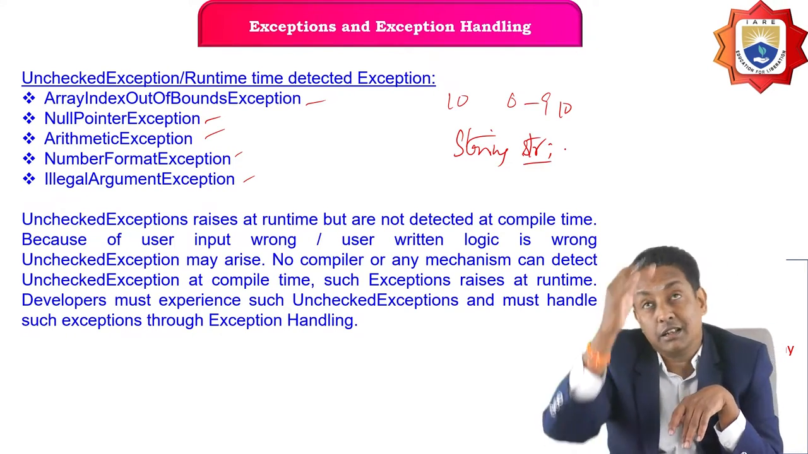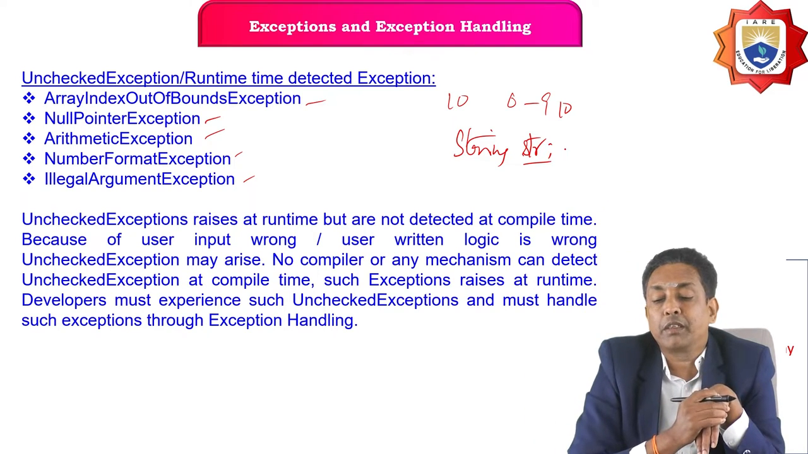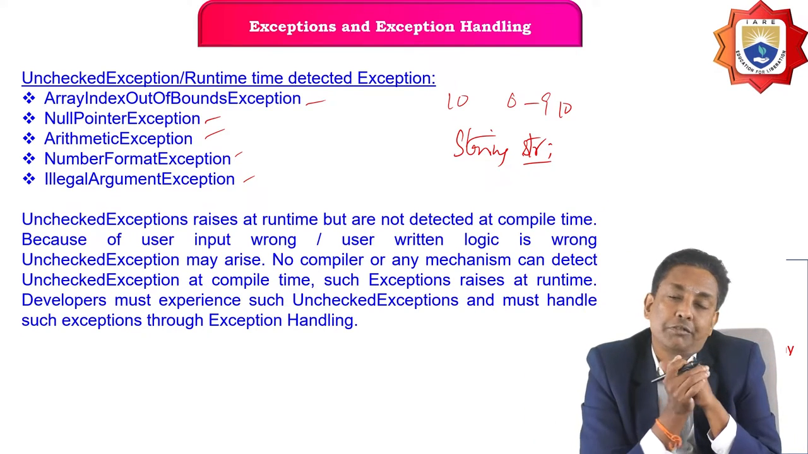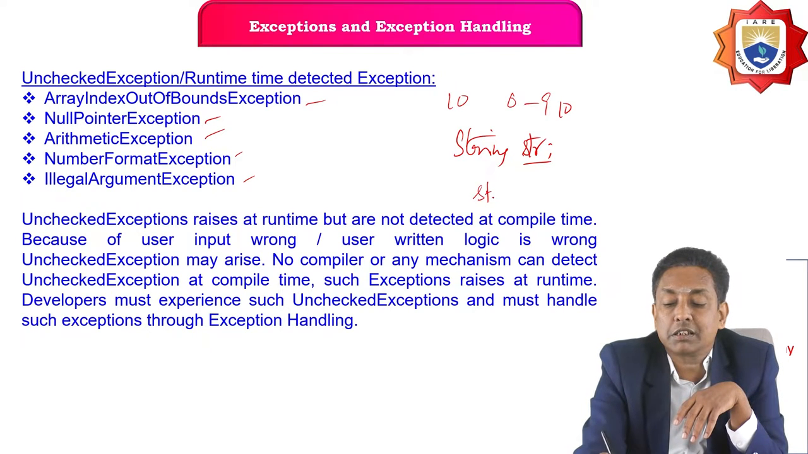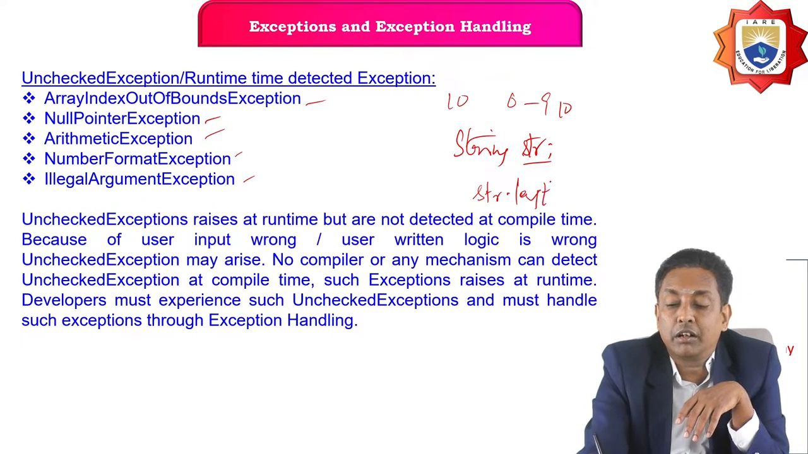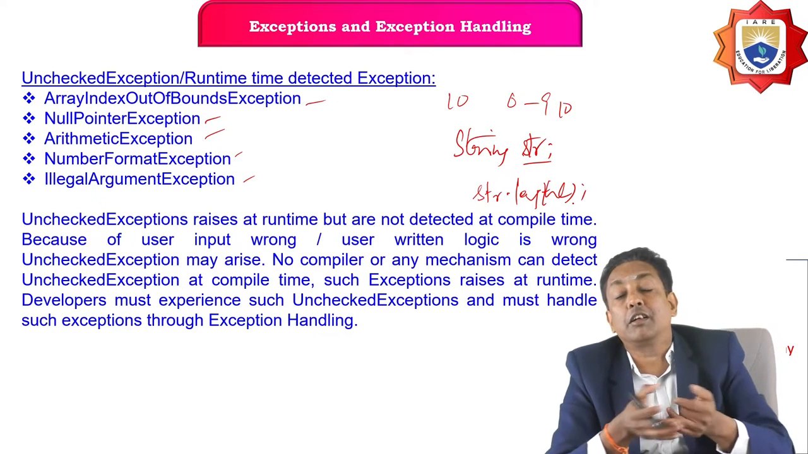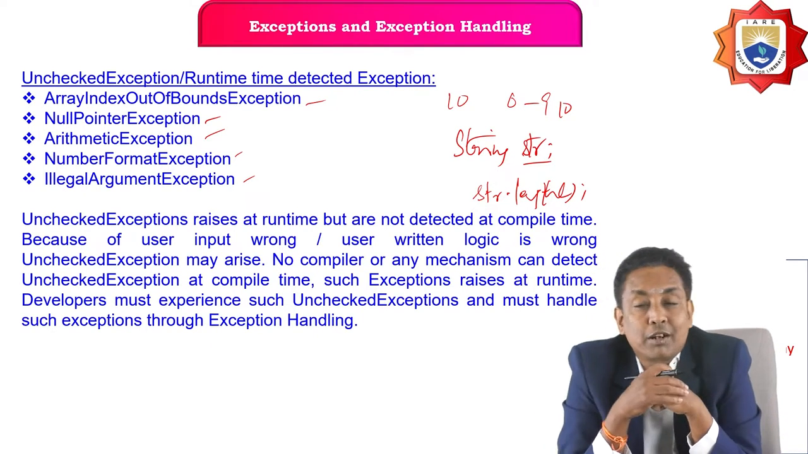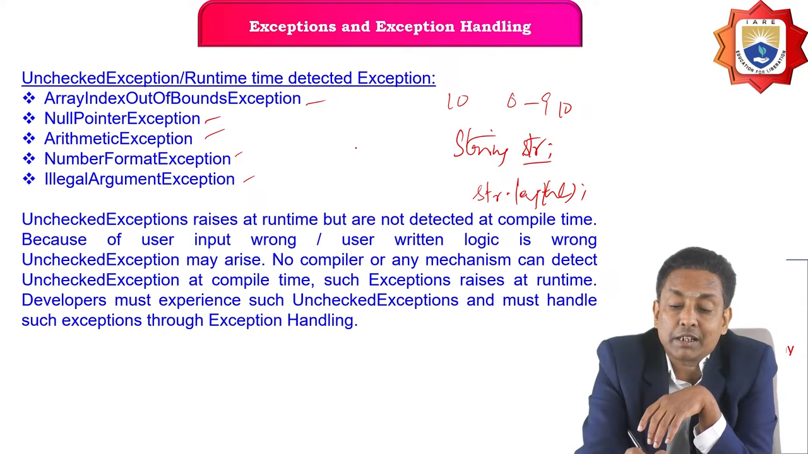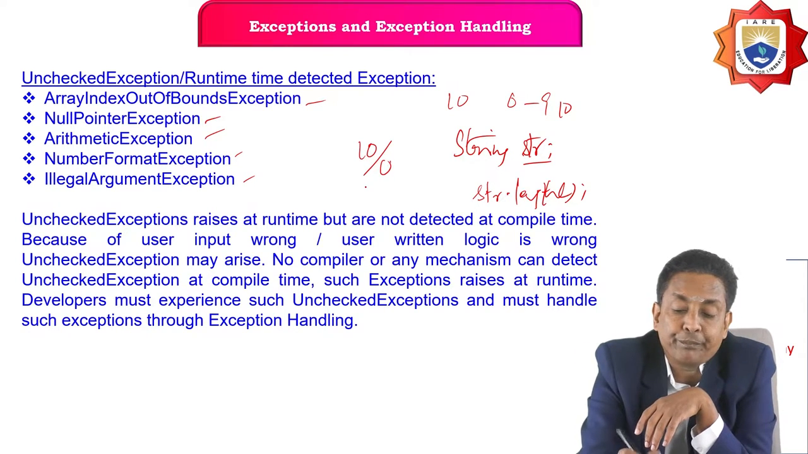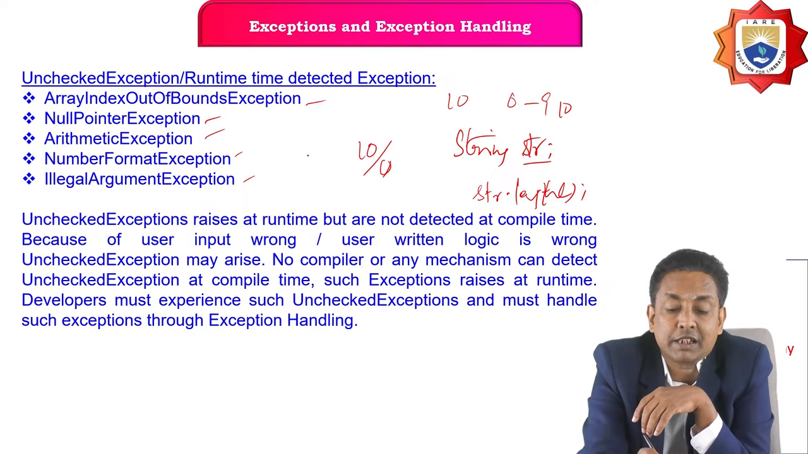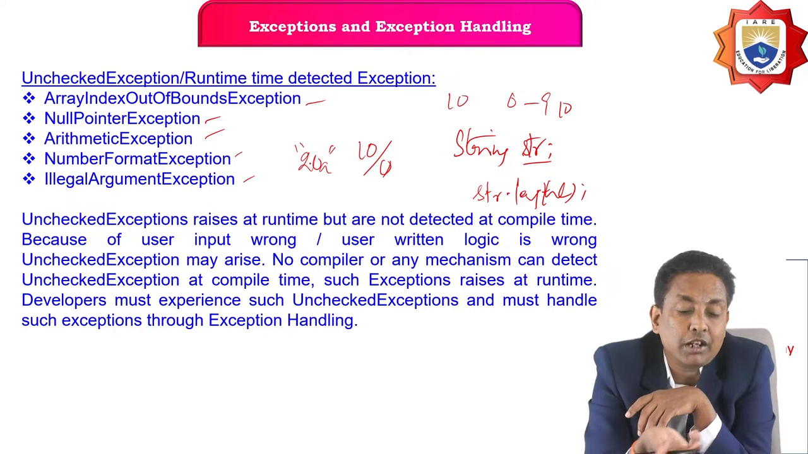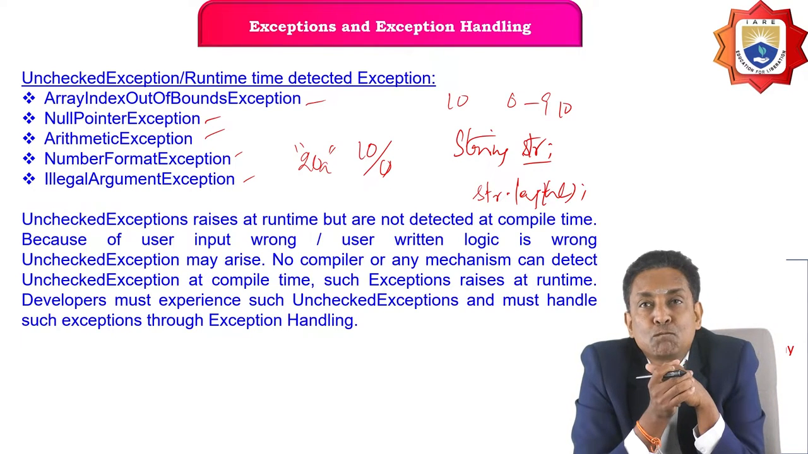Declare string str as a class instance variable. What is the default value assigned to class references? Null. Inside the method, you're trying to access str.length on a null value. If you try to call a method on null, you will get a NullPointerException. And ArithmeticException: anything divided by 0 causes an arithmetic exception. NumberFormatException: previously I said, trying to convert an alphanumeric value into a number is a NumberFormatException.